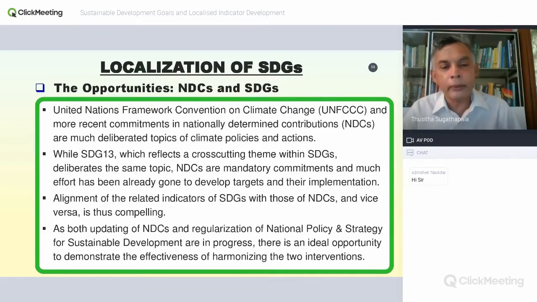On the other hand, as I indicated earlier, the National Policy and Strategy of Sustainable Development, which is being developed now, is in progress. Some level of consultations happened, but further consultations are required. How far it's going to happen in the present context is not very clear yet.